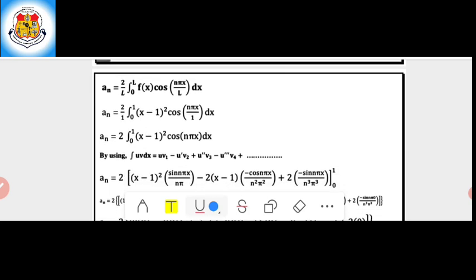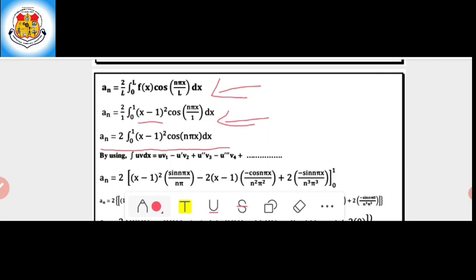Similarly, we find the Fourier coefficient an. We know the formula to determine the Fourier coefficient an, which is equal to 2 by L integral 0 to L f of x cos n pi x dx. Here we substitute the function f of x and the value of L. So an is equal to 2 by 1 integral 0 to 1 (x minus 1) whole square into cos n pi x upon 1 dx. So the integral becomes 2 times integral 0 to 1 (x minus 1) whole square cos n pi x dx.